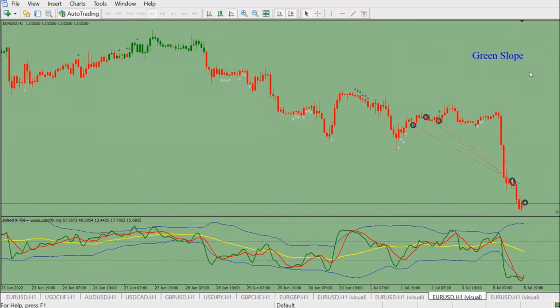A third signal that traders like to use is the green slope. The green slope basically means if the green line is rising, the expert advisor will enter a sell trade when the green line starts falling again. So that happened here. Look at the green line angle. First it is rising and then it drops, and this is a sell signal. It happened again here, somewhere there, and one more here.